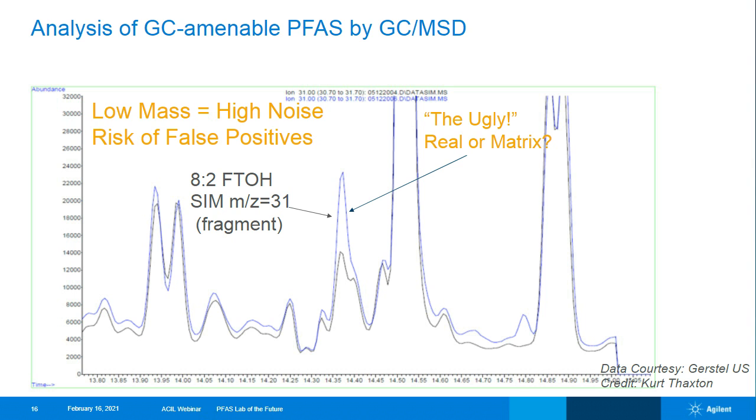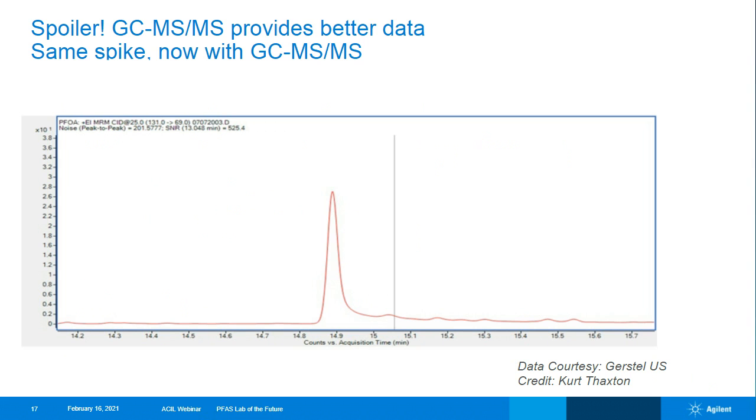This lab of the future is very wary of that and wants to make sure they are not being driven to bad quality data. So which is why the second spoiler alert, the lab of the future is using GC tandem quadrupole mass spectrometry for better data.